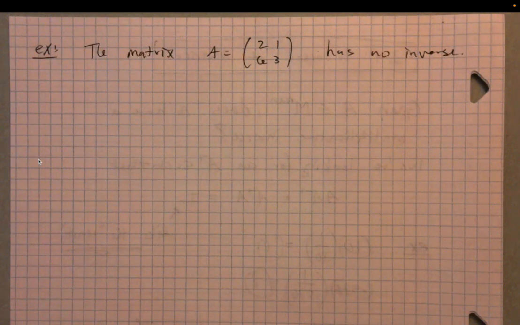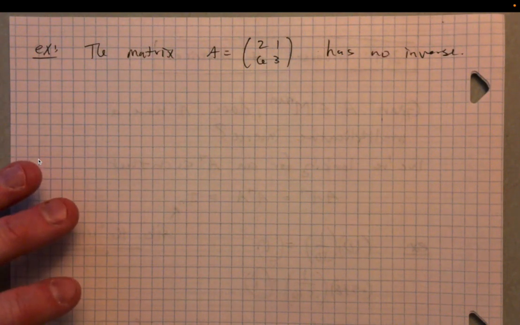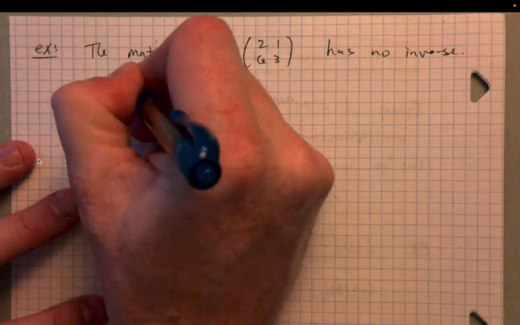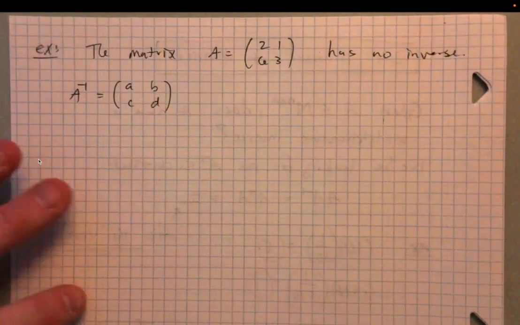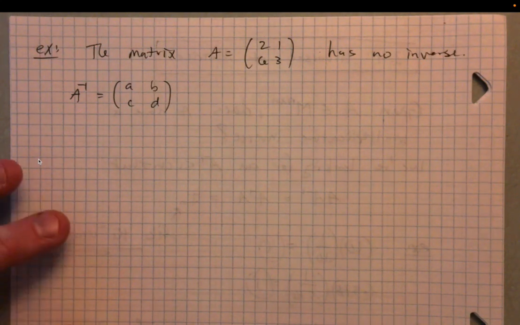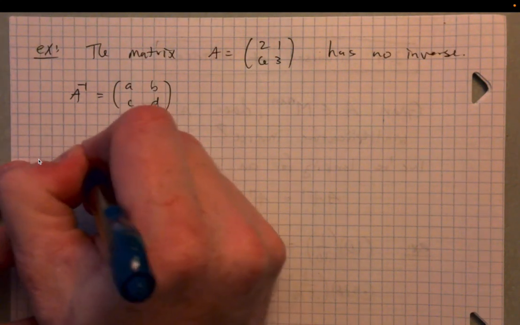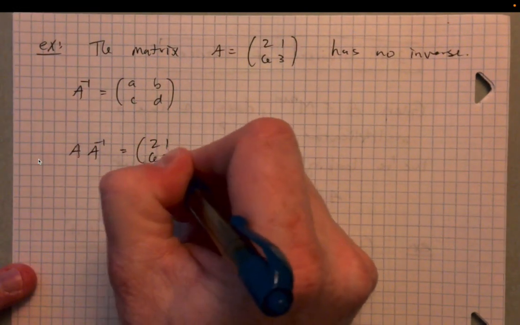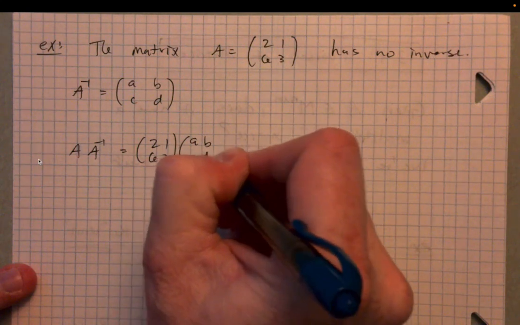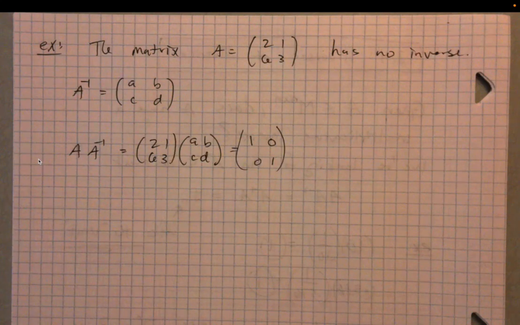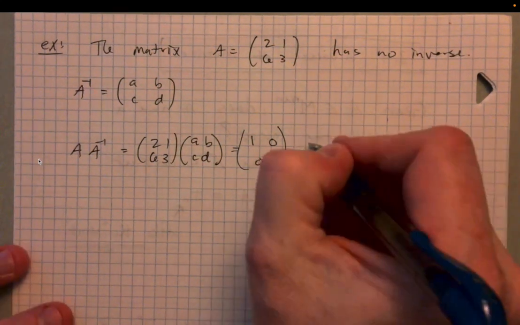Okay. Now, one way you can kind of see this is let's pretend that there is an inverse, and let's pretend it's A, B, C, D. We don't know what those numbers are, but let's just assume for a moment that A does have an inverse. Then what can we see? Well, if I take A times A inverse, if I multiply these together, 2, 1, 6, 3 times A, B, C, D must equal 1, 0, 0, 1, right? That's the definition.